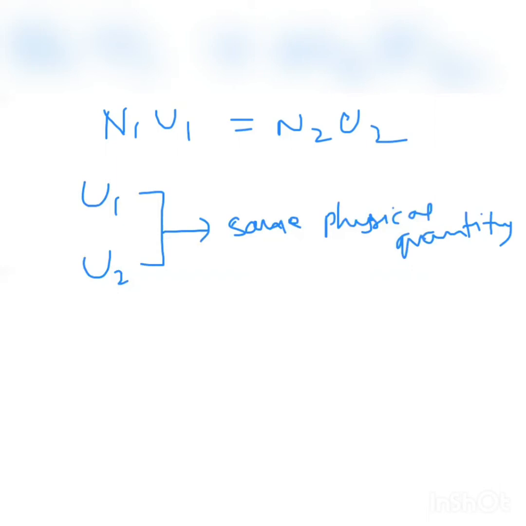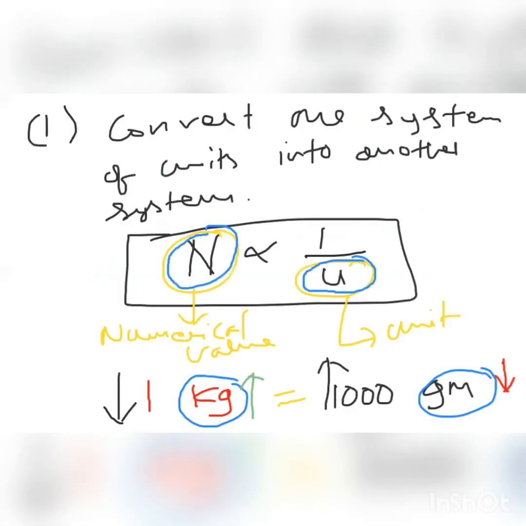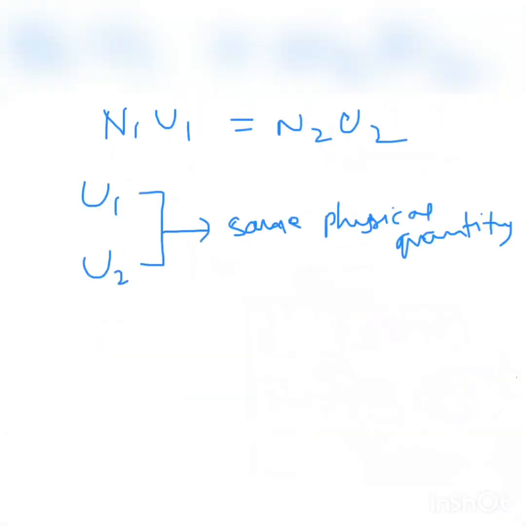See, for the previous example, I have taken 1 kg equal to 1000 grams. Kg is related to mass, and gram is also related to mass. So both are related to mass. As both are related to mass, the physical quantity is the same, so units U1 and U2 have the same dimensional formula. Whatever the dimensions are for U1 and for U2, they are the same.